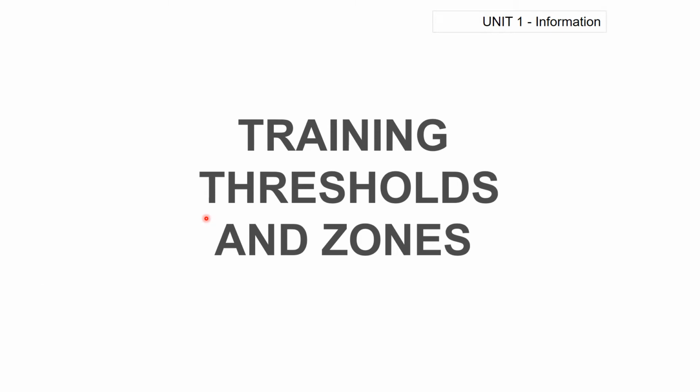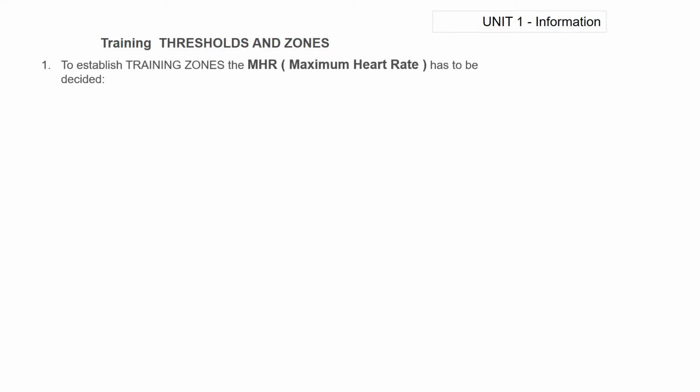Right, training thresholds and zones. So that's what we're going to look at today. To establish your training zone, you have to find out your maximum heart rate. So it has to be decided. How do we find that out?